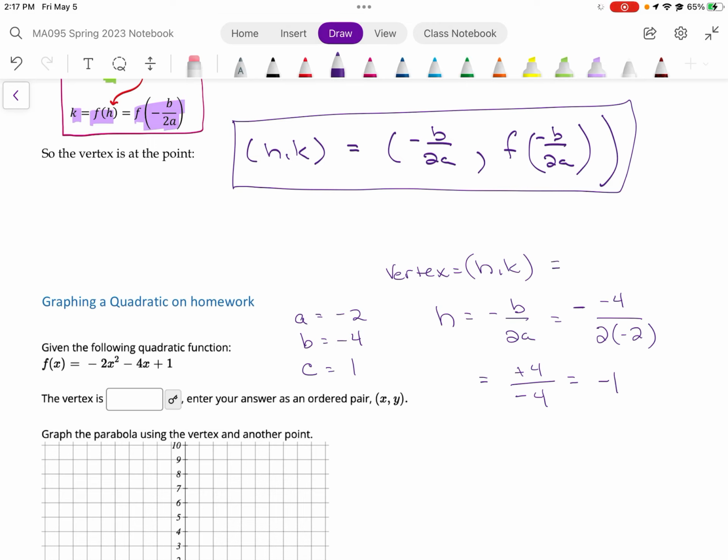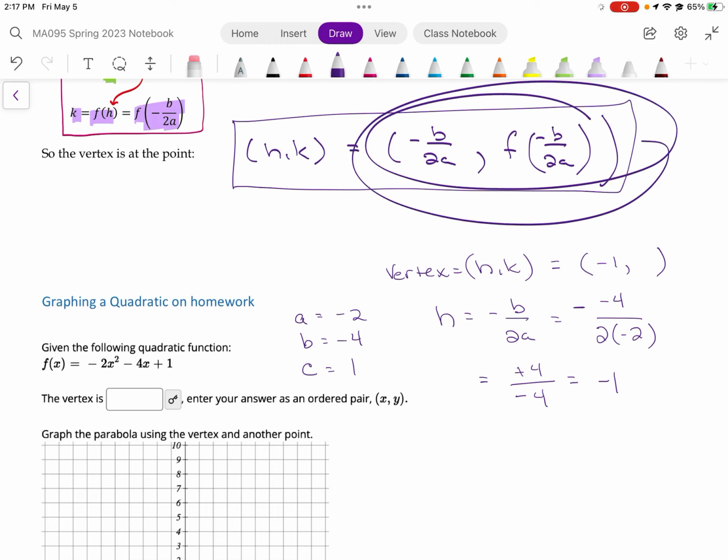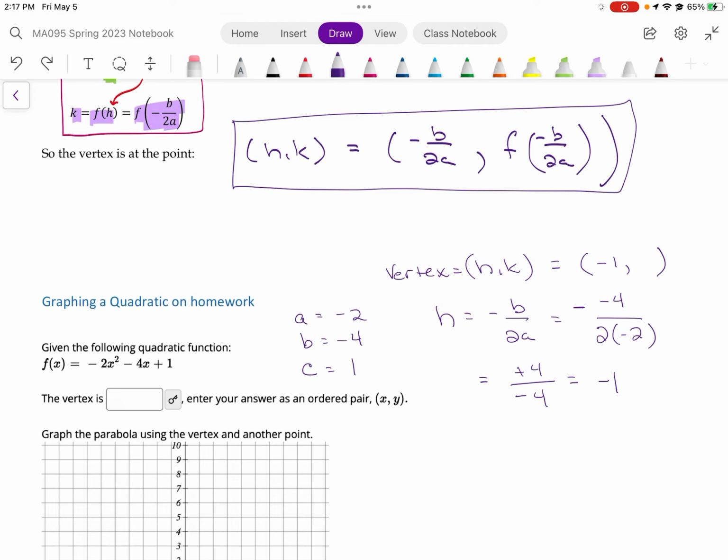So there's our vertex, half of our vertex. Negative 1, what? Well, the way we find y is always just to plug in x. So don't make this more complicated than it needs to be. I know this formula up here looks complicated, but if you just find h and then plug it in to find k, it's the other half of the coordinate pair. All right, so let's plug that in. I'll use a different color so you can see we're doing something different.